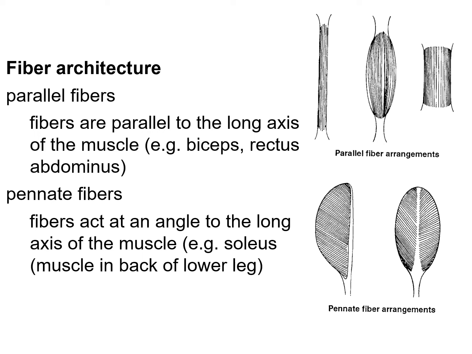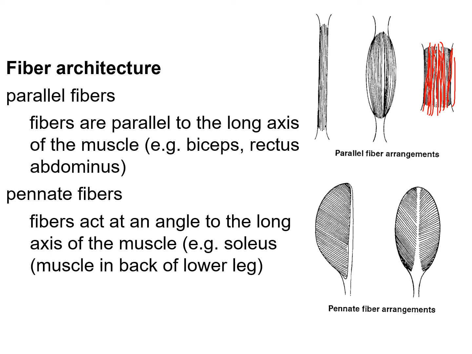So with our parallel muscle fibers, we see all these fibers are running in a straight line parallel to each other along the straight axis of the bone. These are good because they can contract much more quickly than our pennate muscle fibers.